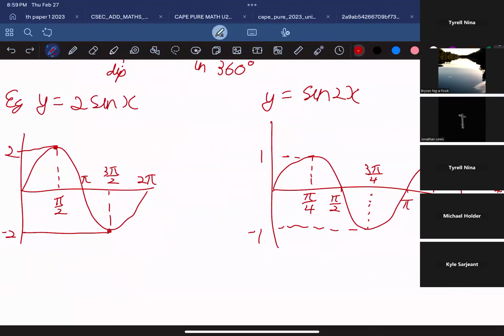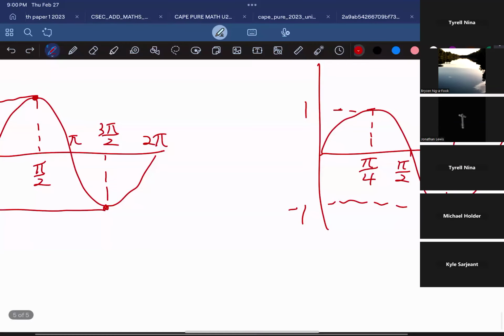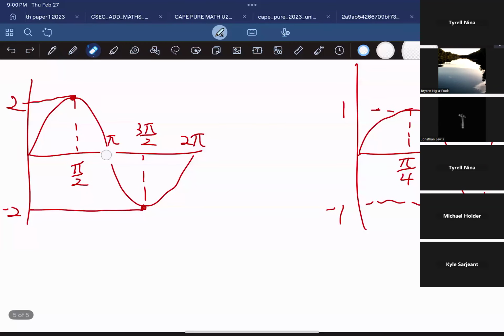So whenever they ask you a question, you don't always have to go up to 2 pi at the end. Yeah, I understand what you're saying. You could just draw one cycle if you want, but it should always have at least a full graph. So you can't draw something like this, where you only put half a graph.